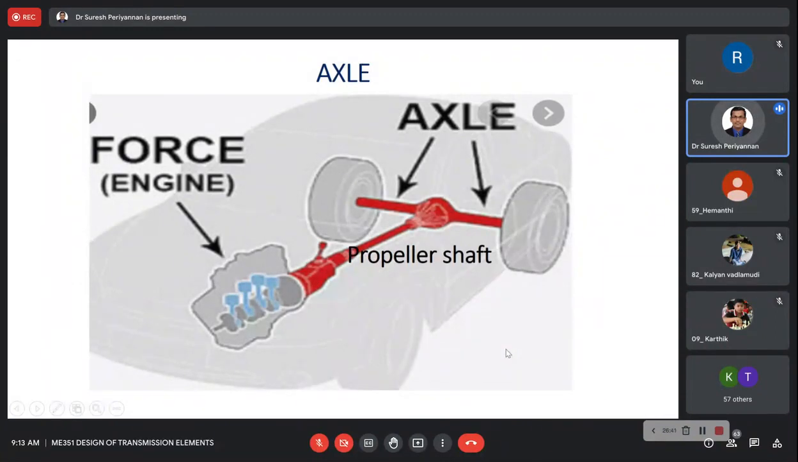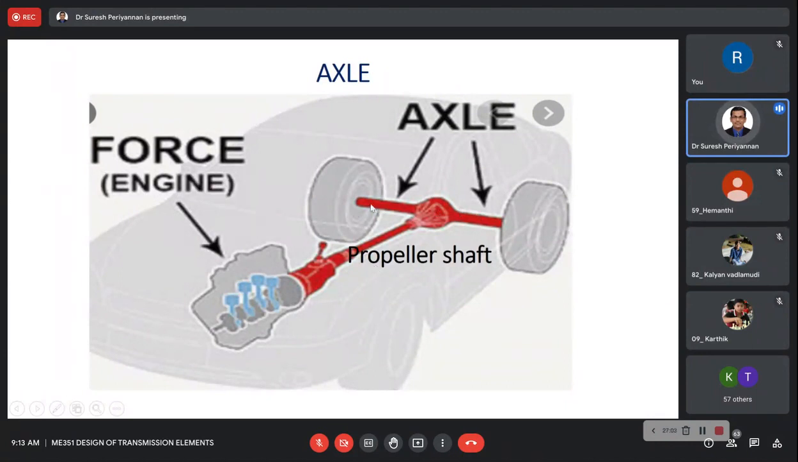Okay, so now this is a propeller shaft we discussed. Now this is the axle. An axle is mostly a non-rotating shaft, and propeller shafts are always rotating shafts. Power is transmitted from the gearbox to the differential unit through a universal joint.